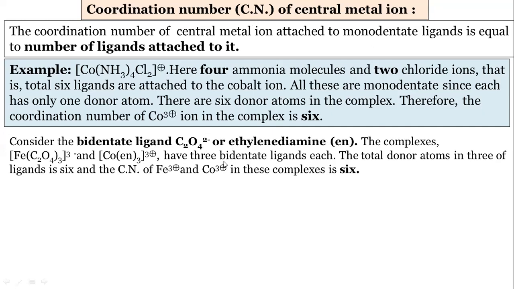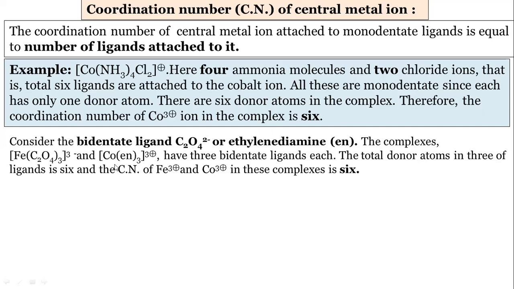The definition is about the electron pairs involved. In case of C2O4 2 minus, 2 electron pairs are involved, and in case of ethylene diamine also, 2 electron pairs are involved in one ligand. If one ethylene diamine is there, there are 2 electron pairs. If one oxalate ion is there, there are 2 electron pairs.